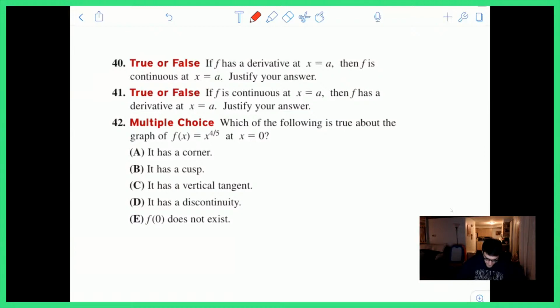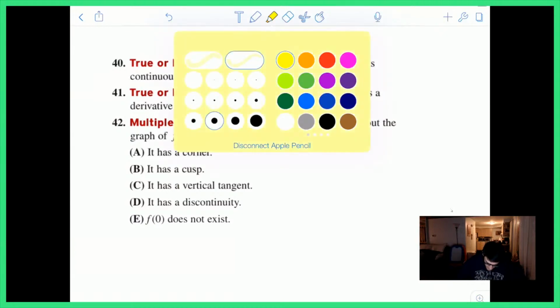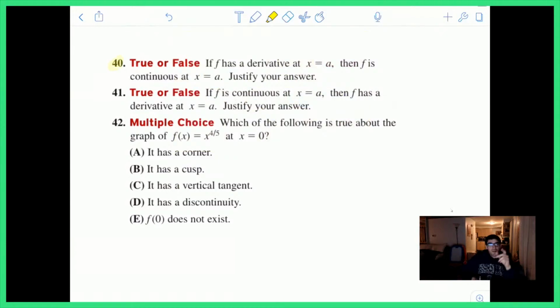Let's look at 40 first. Switch back to my yellow highlight. Number 40 says, if f has a derivative at x equals a, then f is continuous at x equals a. Justify, is this true or false? Okay, interesting. So it says f has a derivative. So what that means is that f is differentiable at a, right? Because that's what has a derivative means, it's differentiable. It was differentiated and the derivative is there.